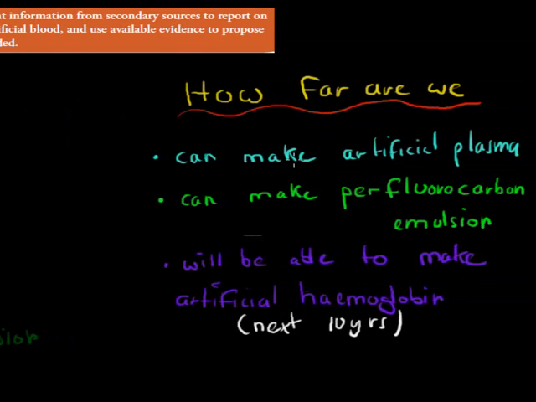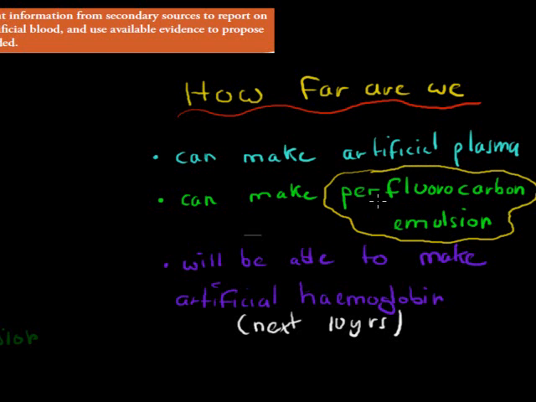How far are we? We can make artificial plasma. We can also make perfluorocarbon emulsion, and that is an oxygen carrier, a short-lasting oxygen carrier. It's similar to hemoglobin, but not as good. But we will soon, so maybe in the next 10 years, be able to make artificial hemoglobin. That's the better version of perfluorocarbon emulsion. But that should be there in about 10 years' time.